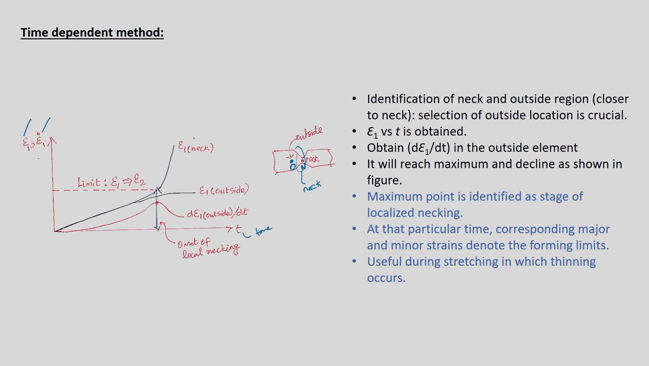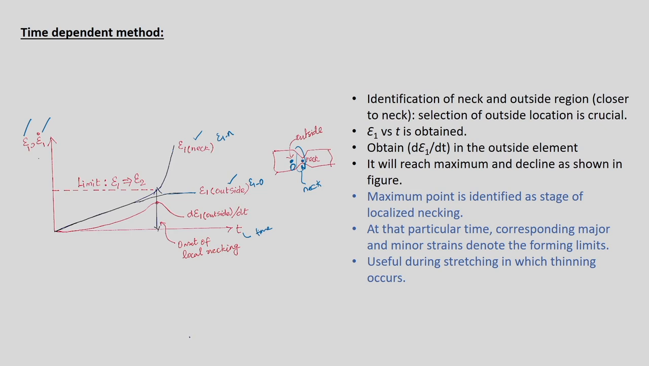These two curves are represented by epsilon 1 neck and epsilon 1 outside. You can call them epsilon 1 n and epsilon 1 o. Epsilon 1 neck is how epsilon 1 changes with time in the neck zone. Epsilon 1 outside is how epsilon 1 varies just outside the neck zone, that is the O region. These two are monitored, and we already discussed that the outside region has to saturate after some time. Both regions deform equally at first, and after some time you have saturation in epsilon 1 at the outside location, but at the neck location it unstably increases.